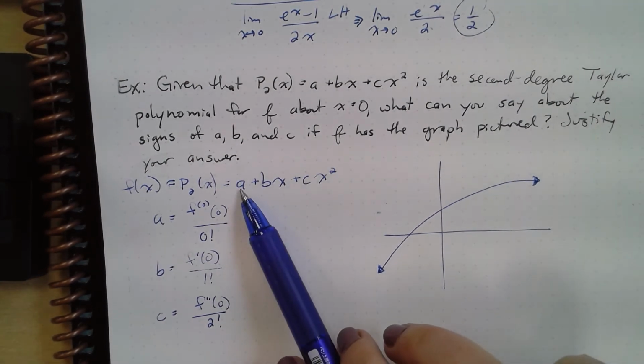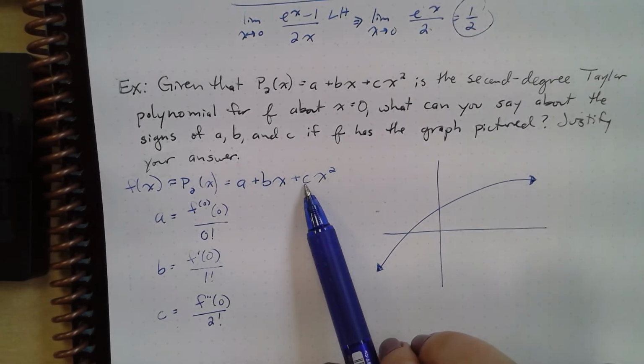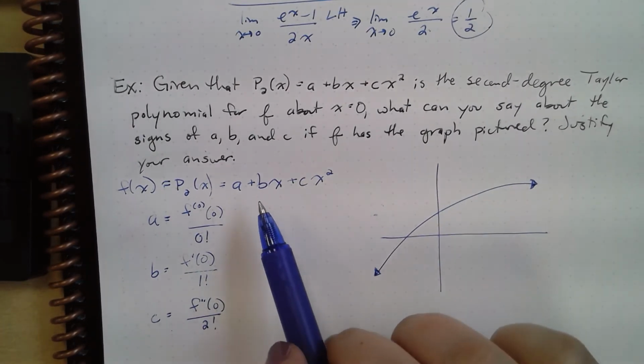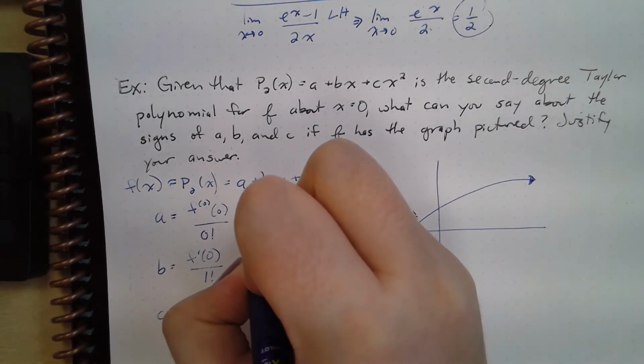Well, this is our 0 derivative, which is just the function itself. This is our first derivative. This is our second derivative, right? So if you have these, you can kind of look, well, what's a going to be? A is just going to be our y value.